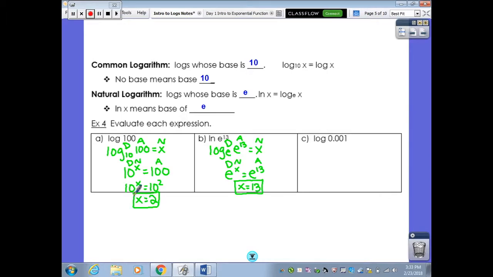And the next one, same as before, this is log base 10. So we make this log base 10 of 0.001, which we set equal to x, and then label our DAN to make DNA. We get 10 to the x is equal to 10 to the negative 3, which now x is equal to negative 3.